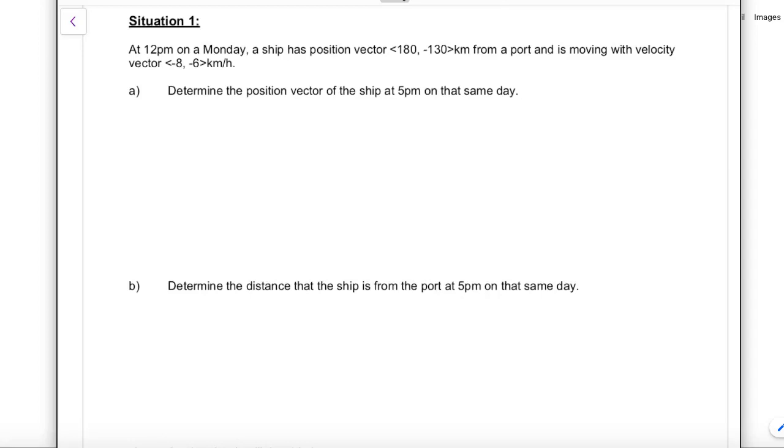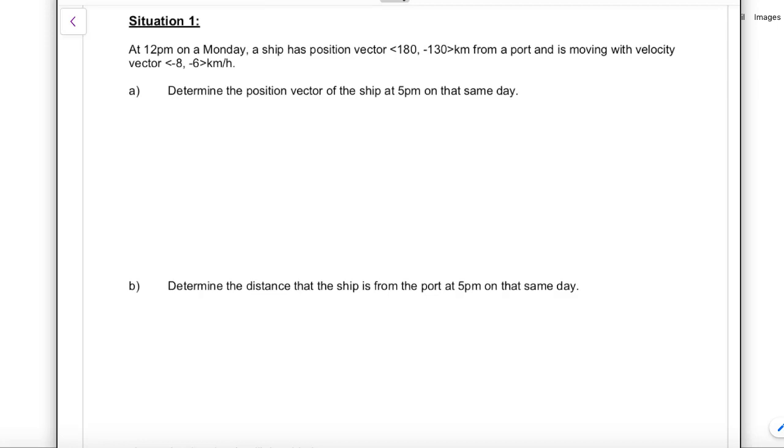In this video, we're going to take a look at some vector applications. So situations where we can use our knowledge of position vectors and extend that again to relative vectors to help us solve problems. Situation 1.